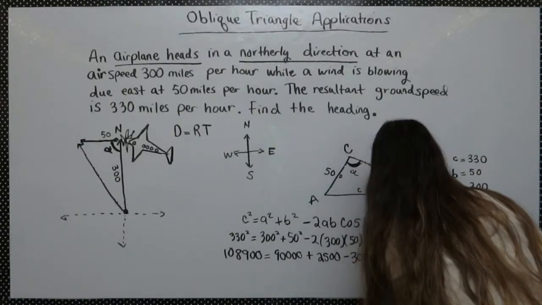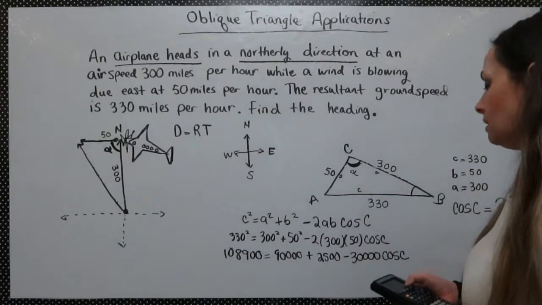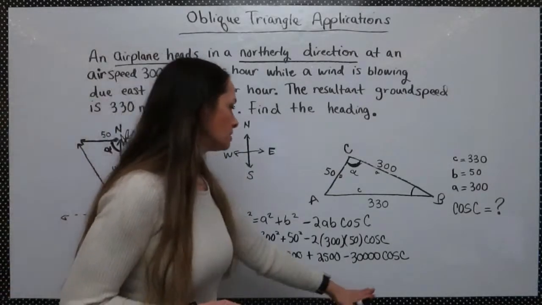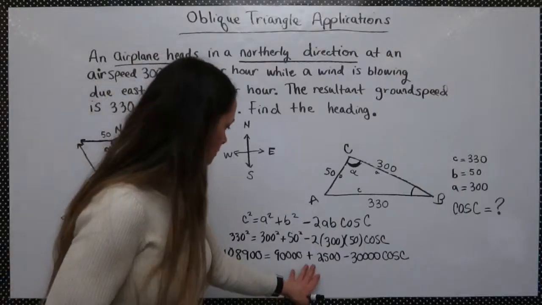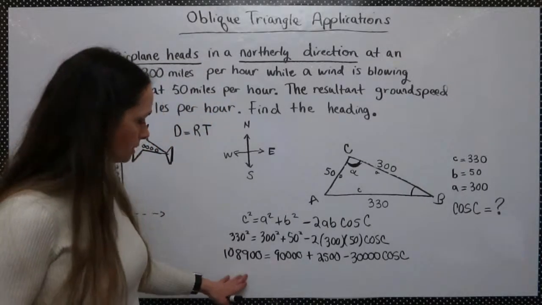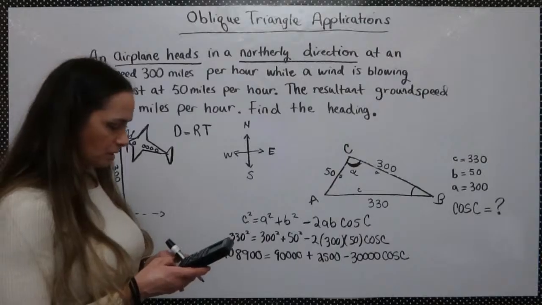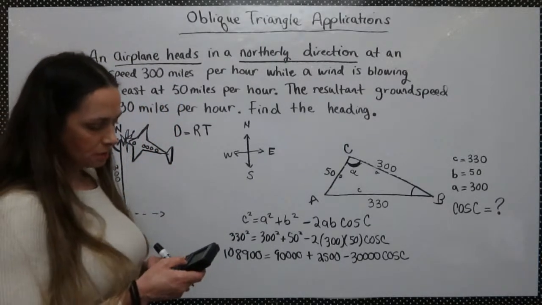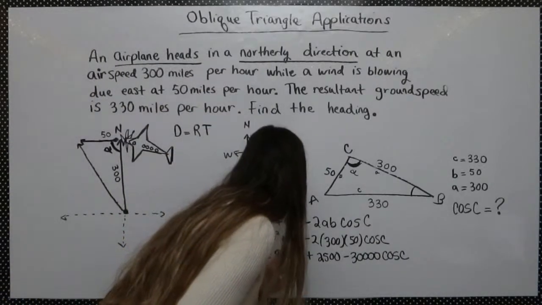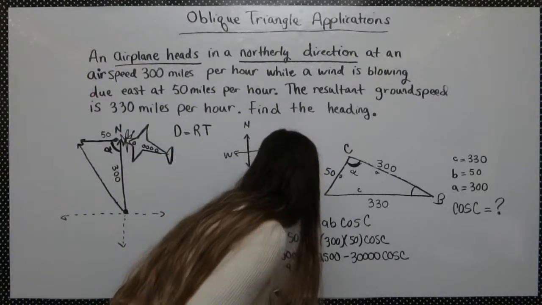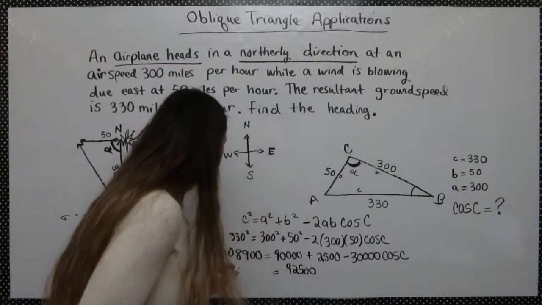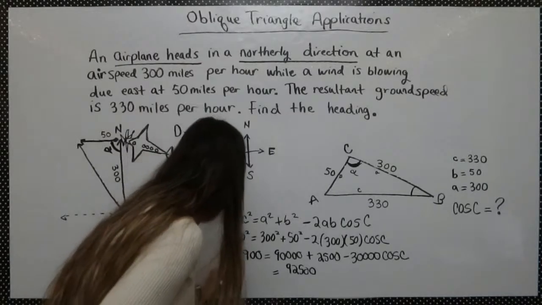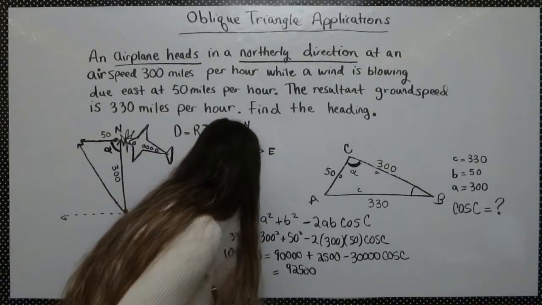Times the cosine C. And so now we're just going to combine like terms and we're going to solve for cosine C. So we're going to add these two and then we're going to subtract from both sides. So we've got 90,000 plus 2,500, 92,500. Those are even numbers. I didn't have to use the calculator, but I get used to it. Putting in mechanical operations, and I just do it.